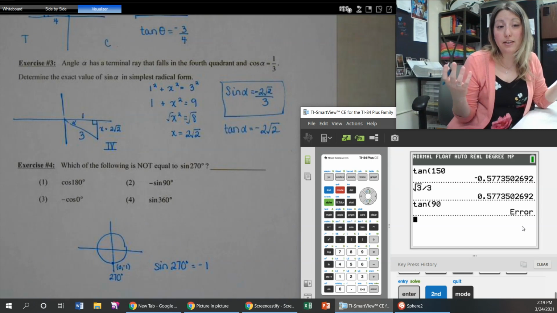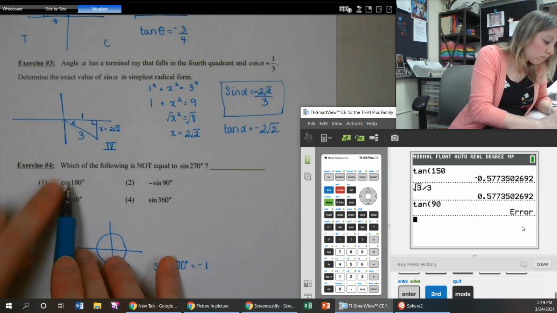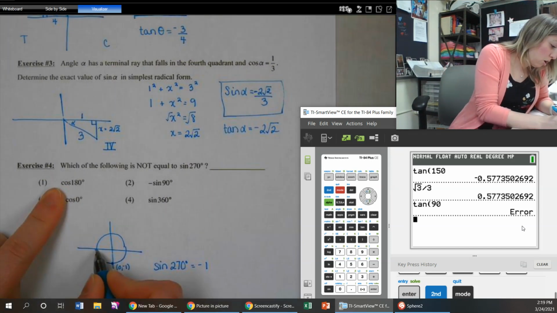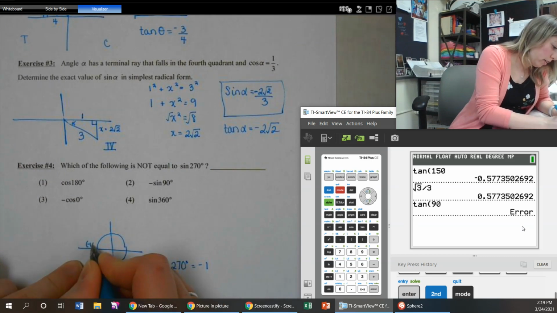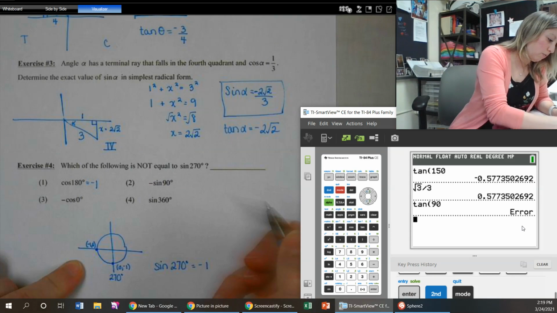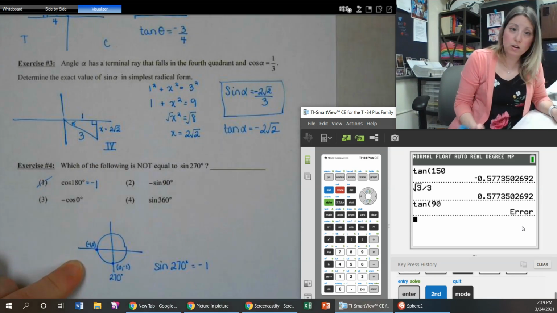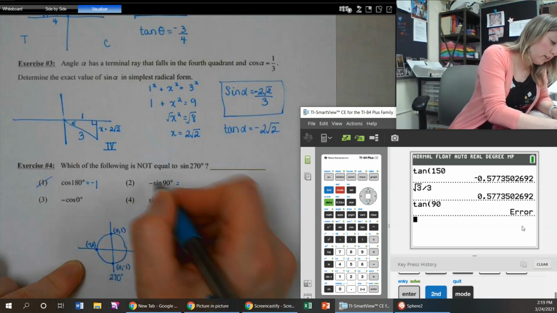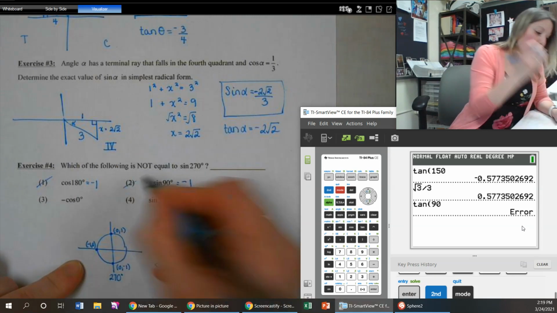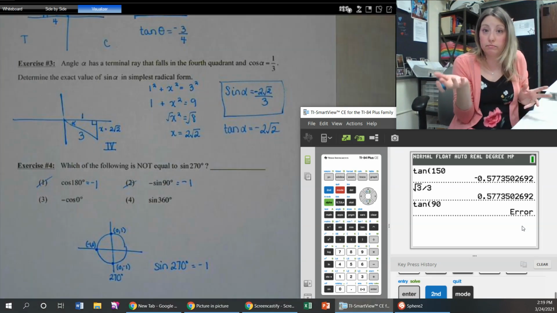And the only reason I say that is because, well, cosine of 180, cosine is the x value. And over here, this is -1, 0. So this is equal to -1. So it's not choice 1. Sine of 90 is up here, and that's 0, 1, which means my y value is 1, and I'm making it negative. So there's another one that's equal to -1.